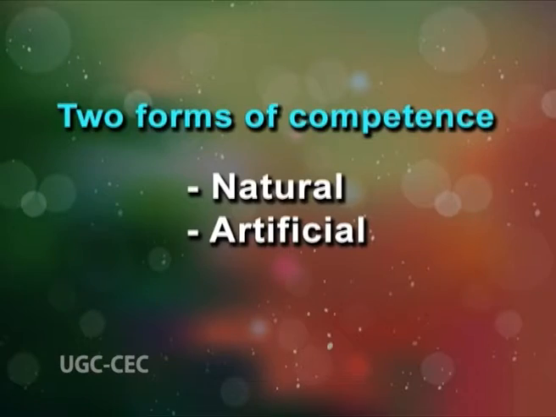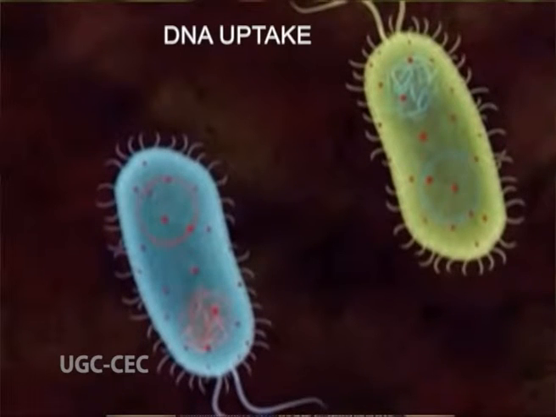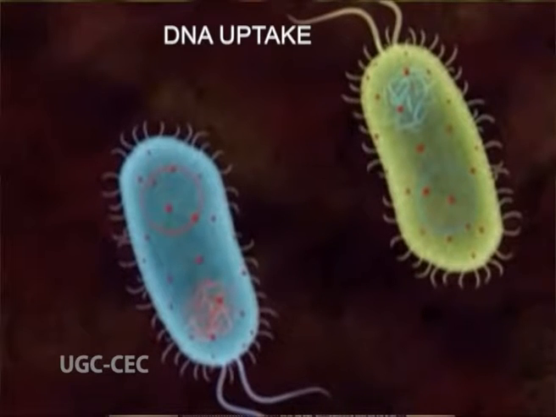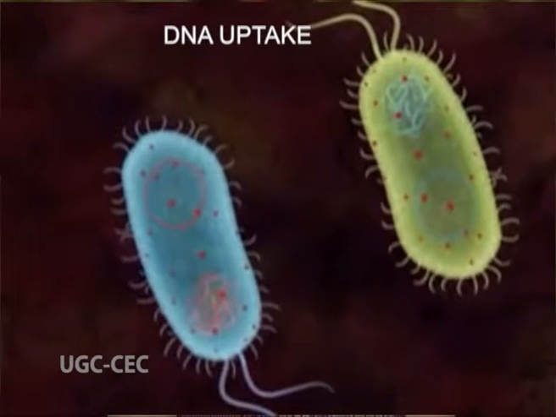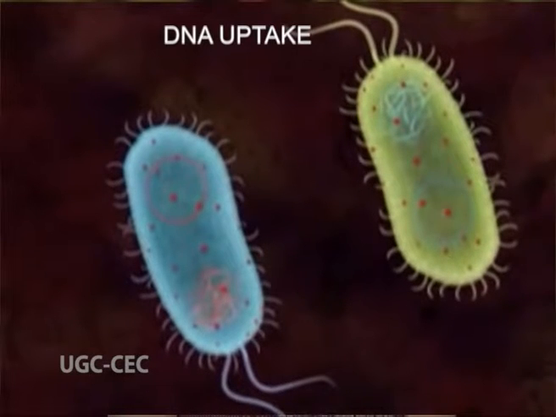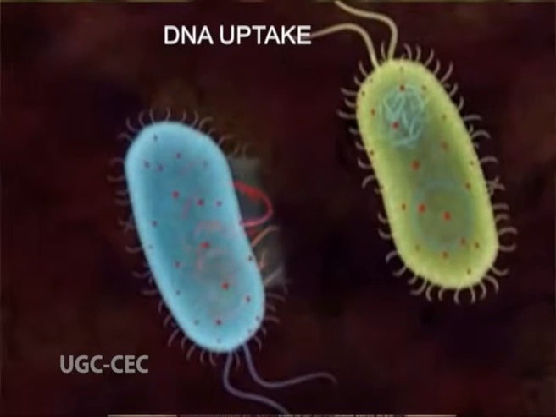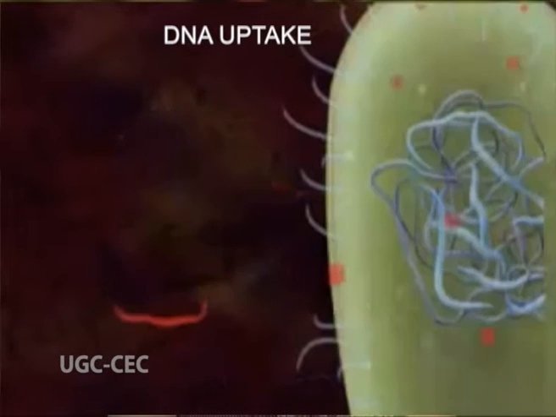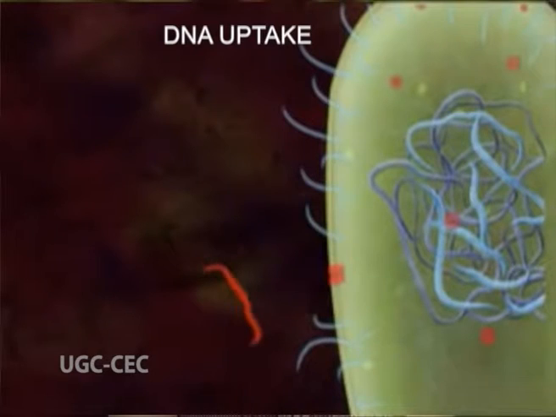Competence refers to the state of being able to take up exogenous DNA from the environment. There are two forms of competence, natural and artificial. About 1% of bacterial species are capable of naturally taking up DNA under laboratory conditions. More may be able to take it up in their natural environments. Some species, upon cell death, release their DNA to be taken up by the other cells. However, transformation works best with DNA from closely related species.